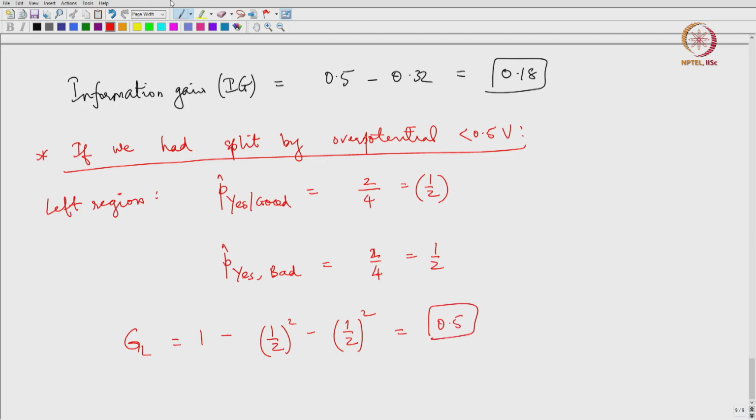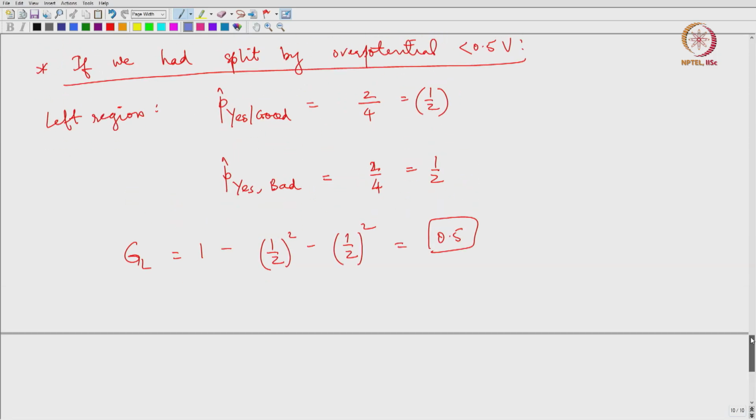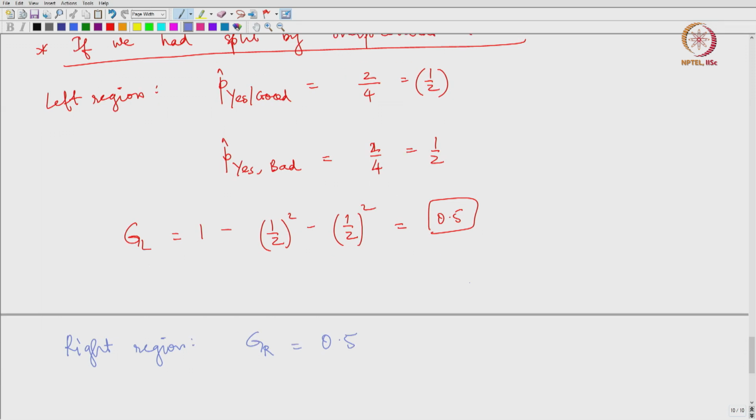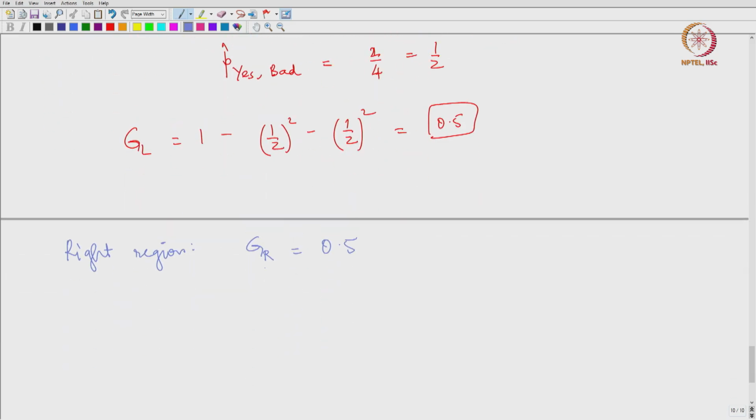Okay. Now, if you looked at the right region, and I am leaving this for you to see, there will be 6 points in the right region, and out of these 3 will be good and 3 will be bad. So, for the right region you will again get the impurity to be 0.5, because there will be 3 good and 3 bad. Out of the no's for overpotential less than 0.5 there will be 3 good and 3 bad.